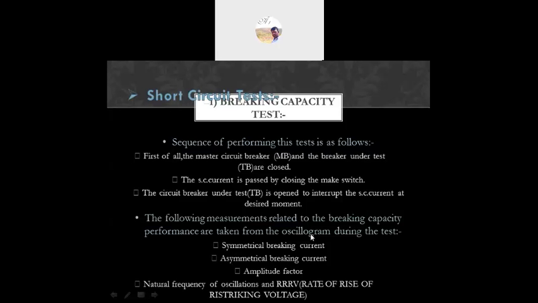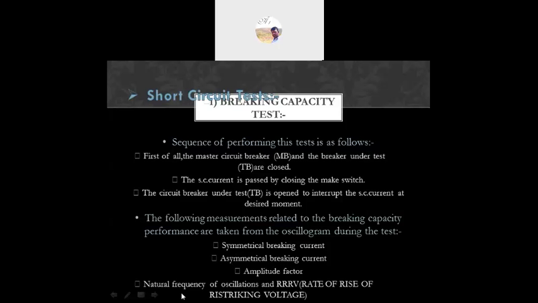If the fault current increases above the predetermined value, can it withstand it or not? During this test, the symmetrical breaking current, asymmetrical breaking current, and amplitude are measured for the breaking capacity performance.